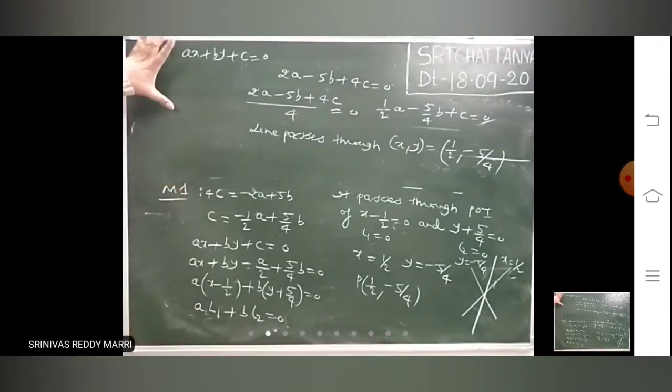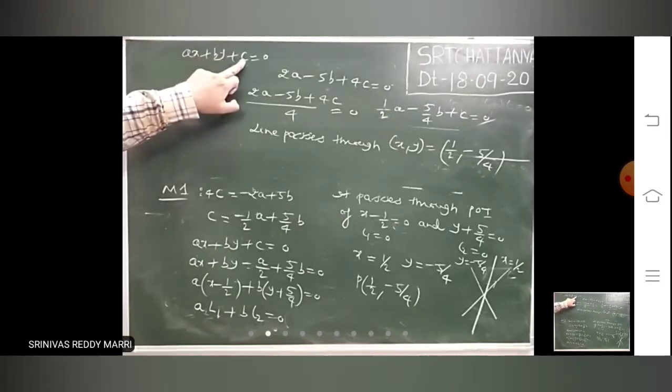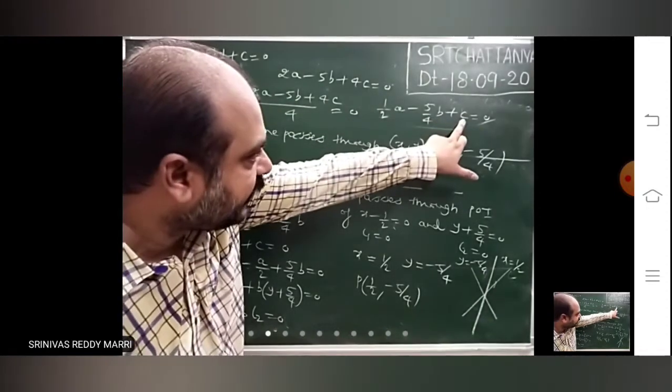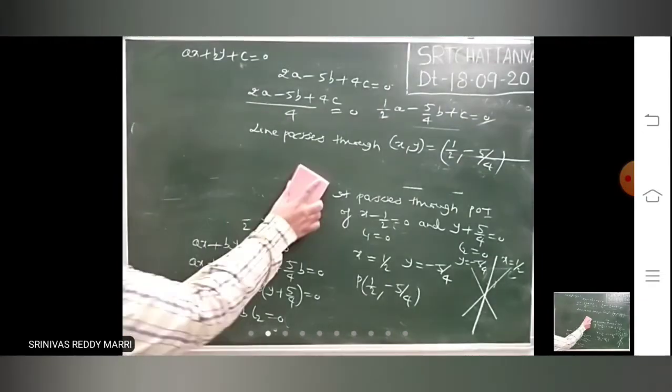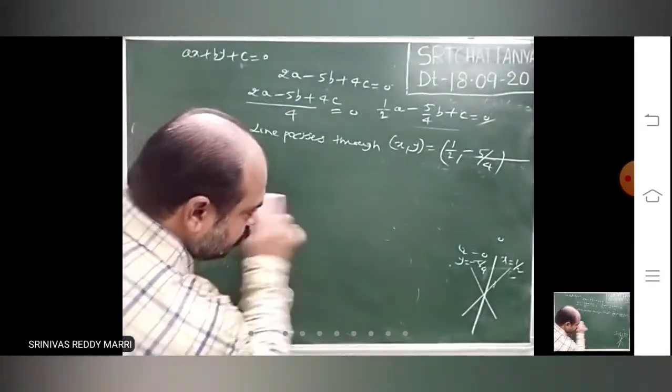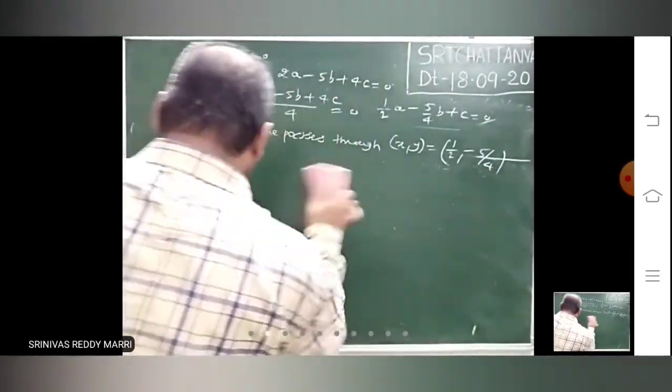This is method 1, this is method 2. Make a habit of this method. For this method, this constant and this constant must be the same. Then only you can take x and y. You can do it in both methods, no problem.